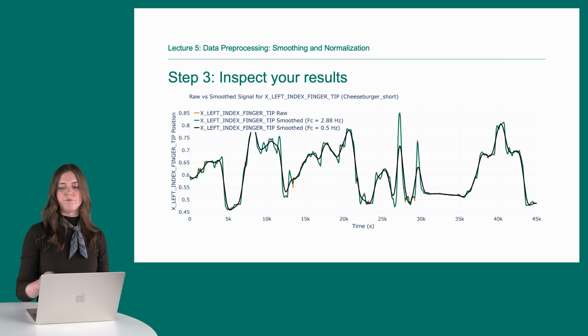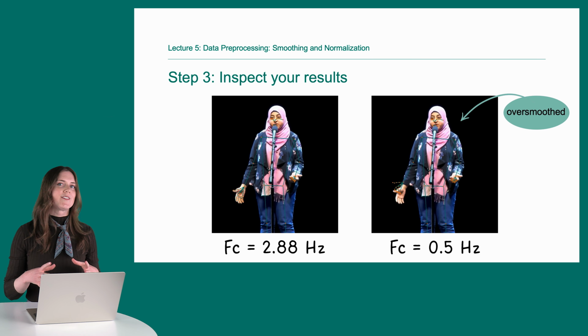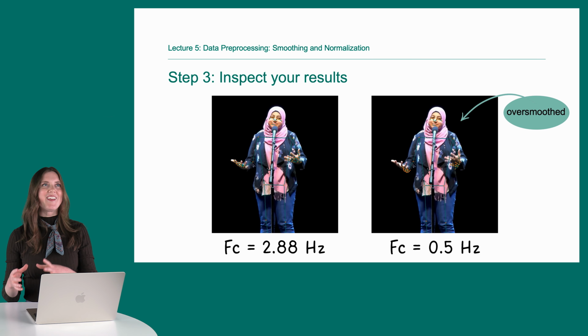Indeed, if we compare the skeleton overlay videos for the optimal cutoff frequency on the left with the over-smoothed data on the right, we can see that over-smoothing has completely changed and reduced the signal. So whereas optimal smoothing improves the biological plausibility of the data, over-smoothing can wipe out the signal.